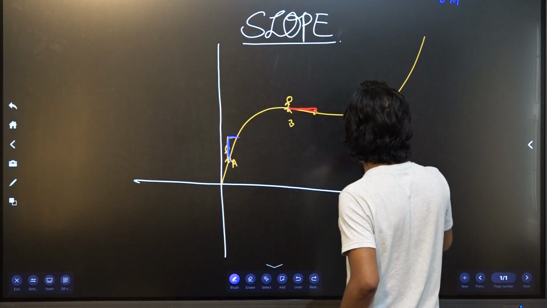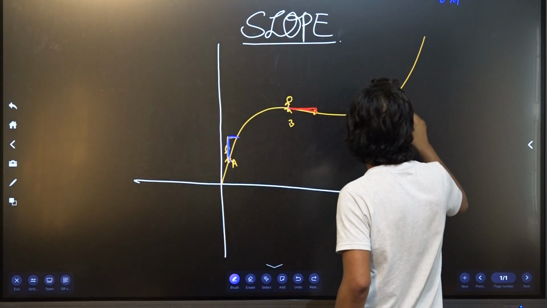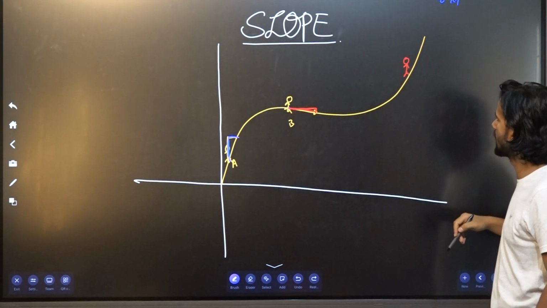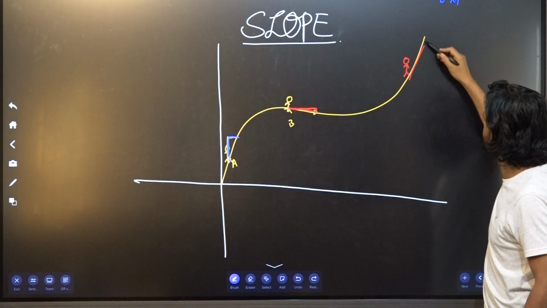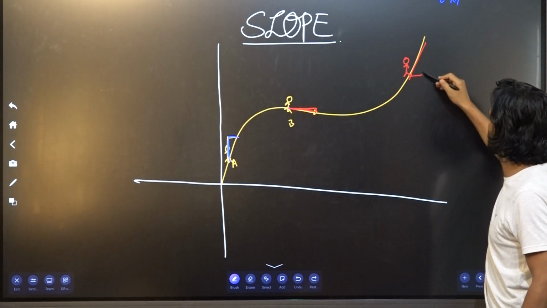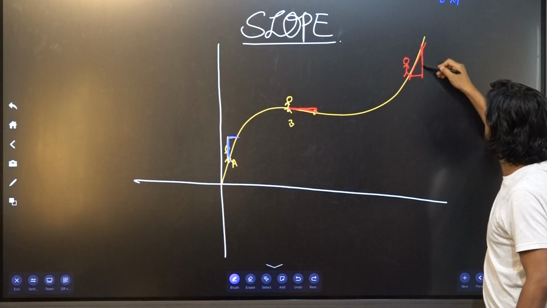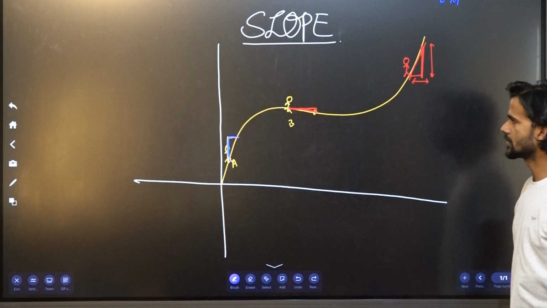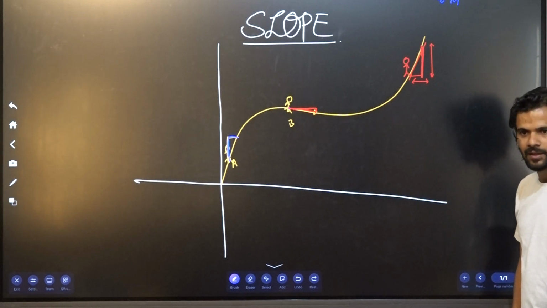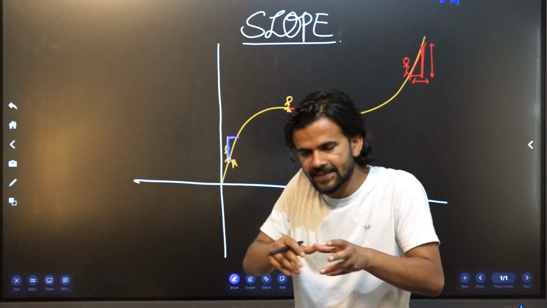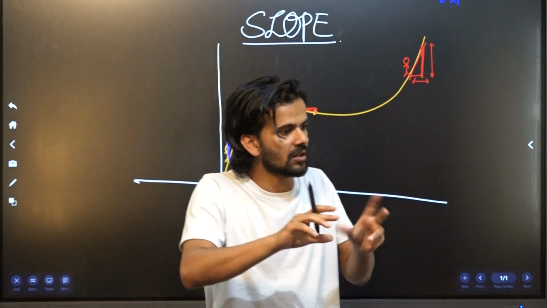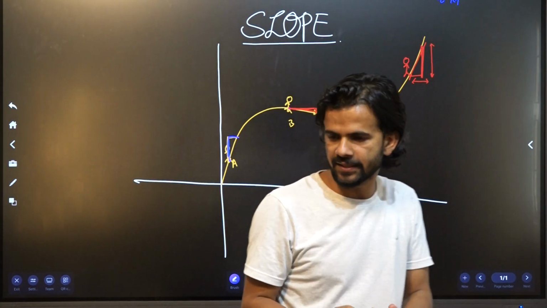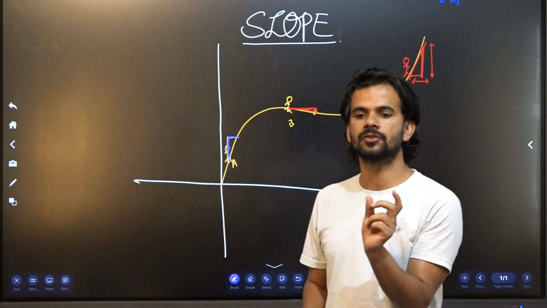Similarly, let's say a person is somewhere here. What will happen again in this case? He has to walk this much vertical distance to cover only this much horizontal distance. So wherever there is more slope, you can see that the person is traveling or covering more vertical distance and less horizontal distance.